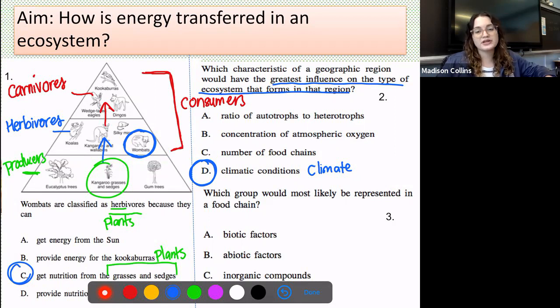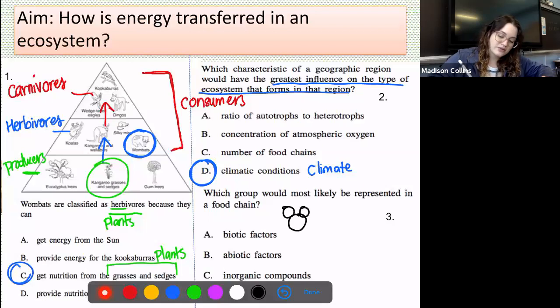All right, and number 3, which group would most likely be represented in a food chain? So we saw a food chain in our day 1 notes, right? We saw a mouse that was eating a piece of corn. And then that mouse was actually eaten by a snake.